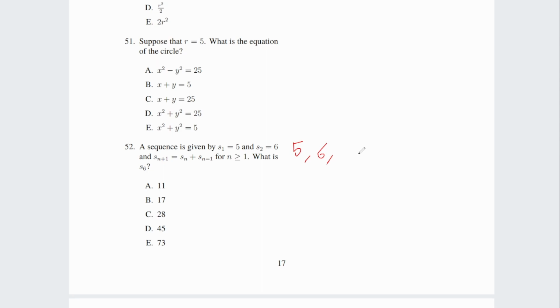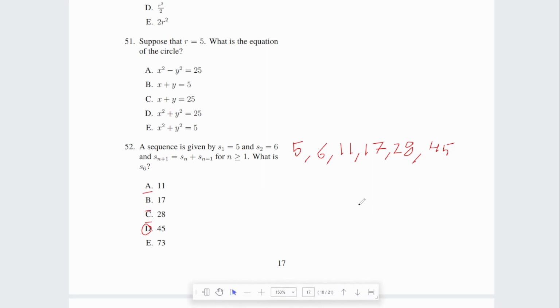So we have 5, we have 6, which means our next number is 11. We have these two numbers and we have 17. We have these two numbers, we have 28. And we add these two numbers and we end up with 45. And that is our sixth term. Conveniently, these are also the terms that are our answer choices: 11, 17, 28, 45. And if we keep going, I'm sure that's 73. So a very complicated way of expressing this problem, but a very simple way of answering it.